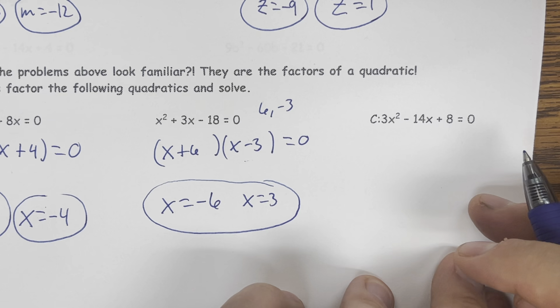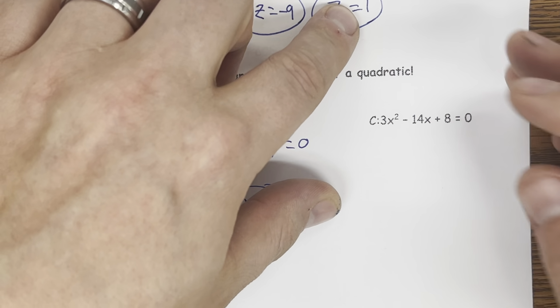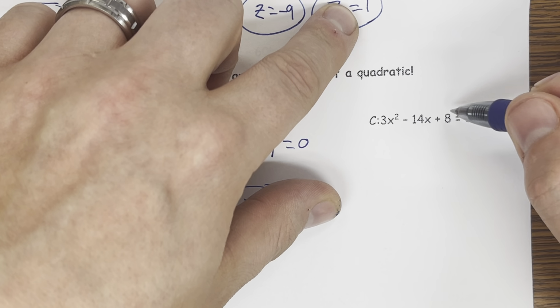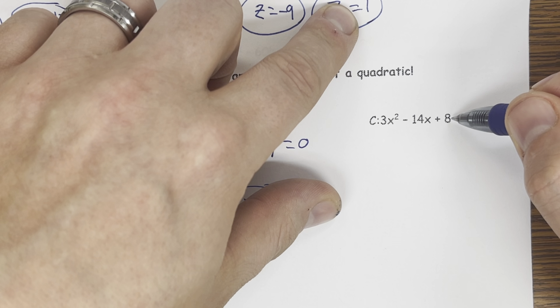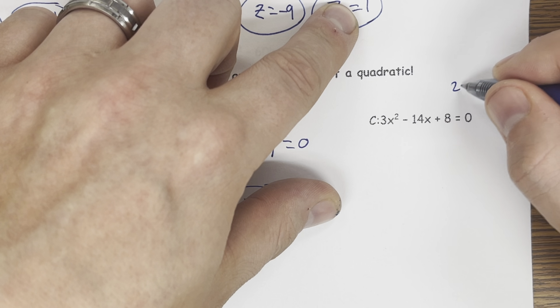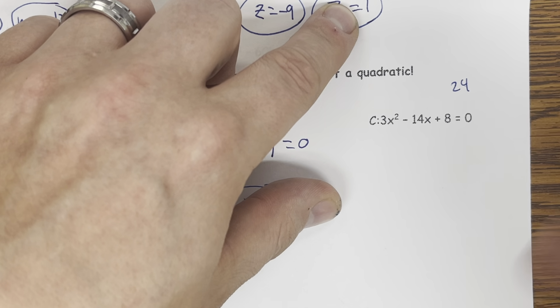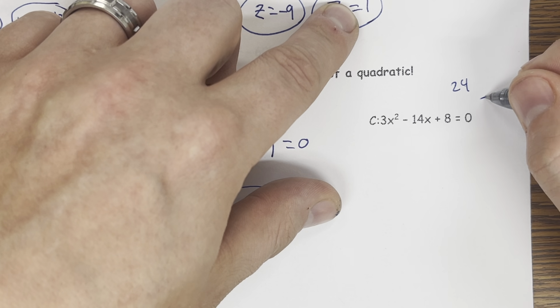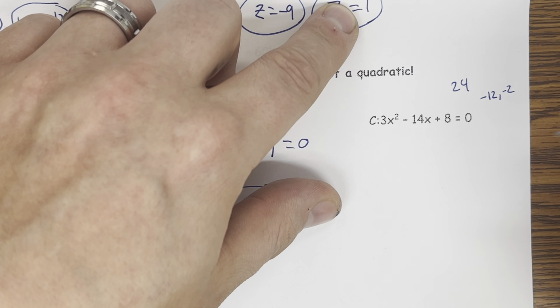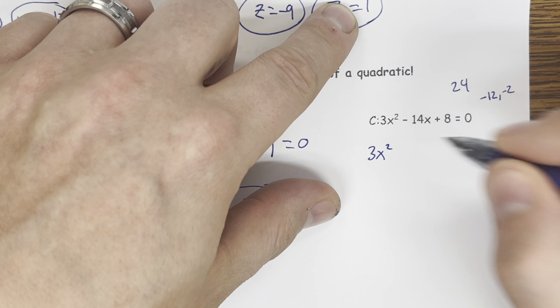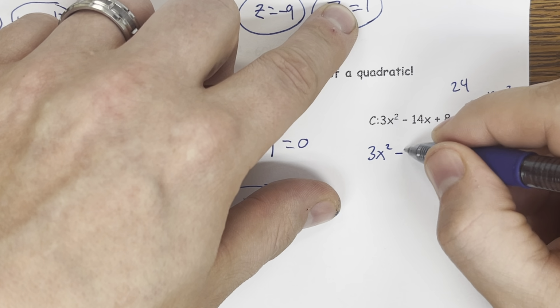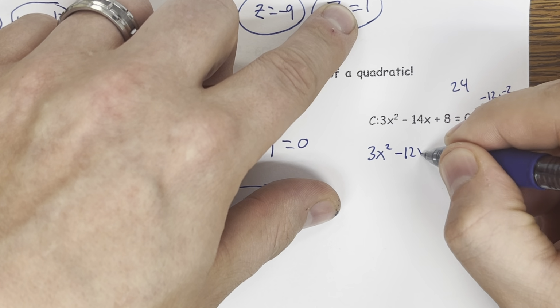All right, this is the tough one. Have to use the AC method. 3 times 8 is 24. Factors of 24 that add up to negative 14. Well, that has to be negative 12 and negative 2. So rewriting the middle term, 3x squared minus 12x minus 2x plus 8 equals 0.